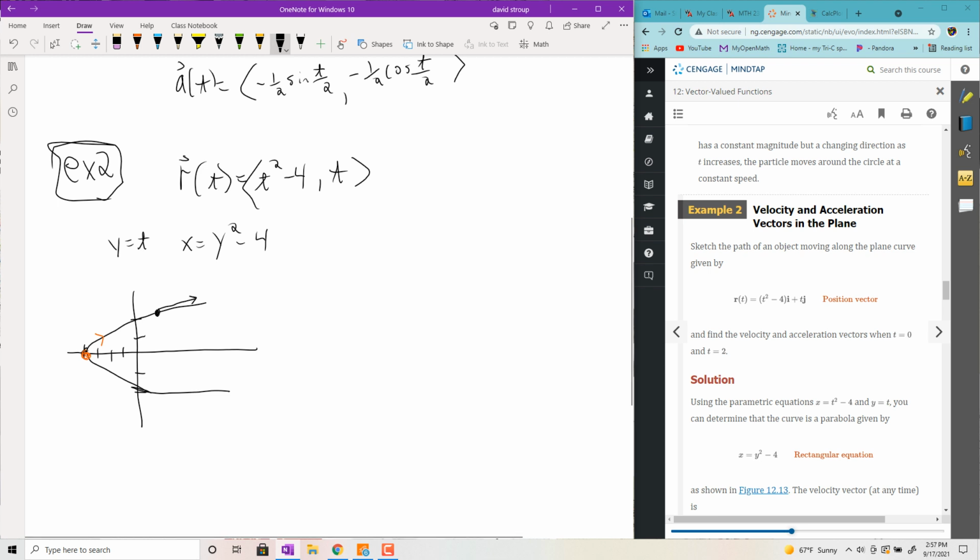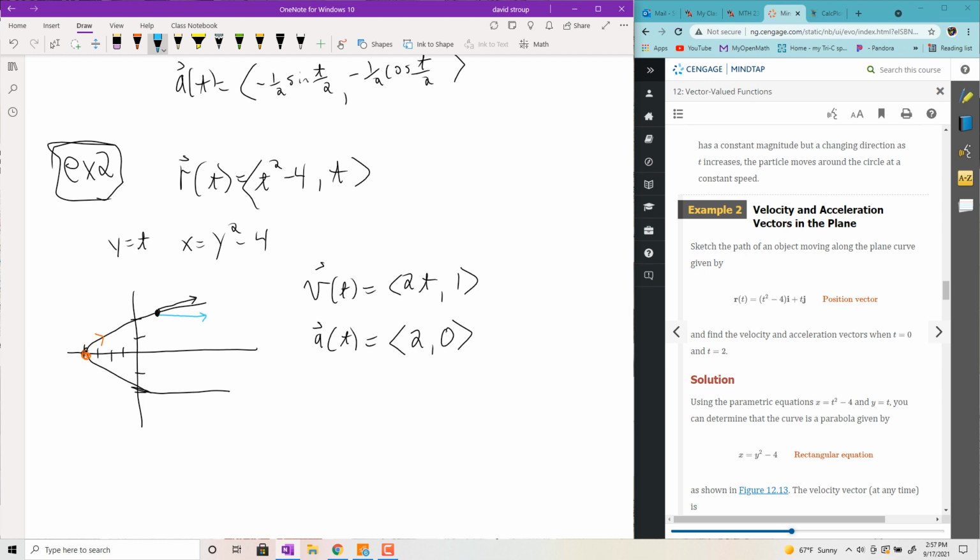So let's get the velocity. First off, velocity will be 2t, comma 1, and then the acceleration vector is going to be 2, comma 0. So it's always pointing in the same direction. In other words, as you move around on this parabola, it's always going to be pointing 2 to the right. So let me put it in blue. It'll look like this, kind of. Okay? No matter where you are.